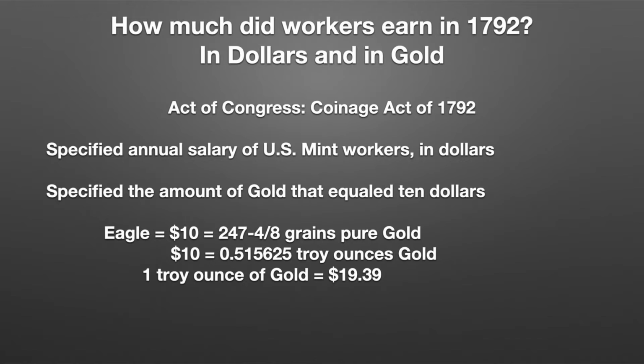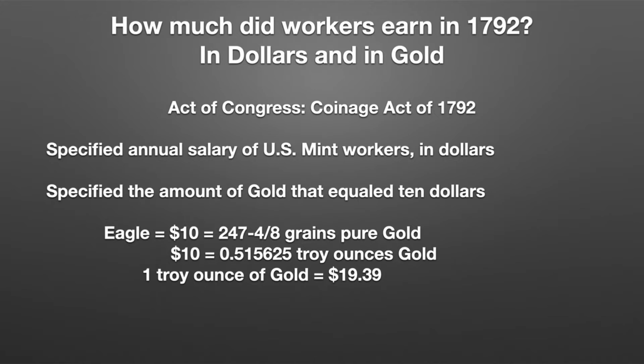So we could learn from this how much workers earned in 1792, and we can tell you what it is in both dollars and in gold. The reason we know this is because the Coinage Act specified the annual salary of mint workers in dollars, and also specified how much gold equaled $10.